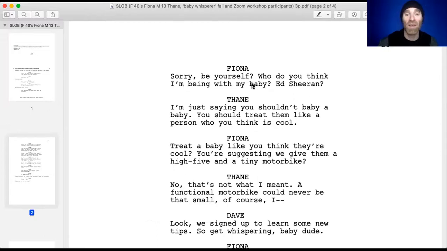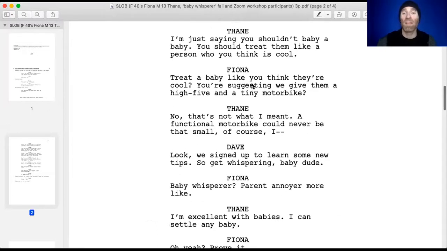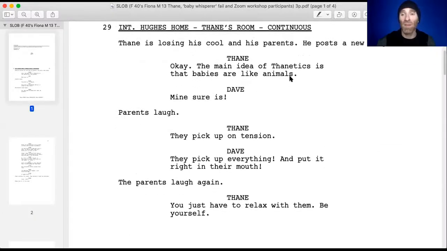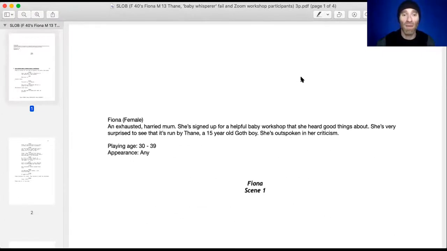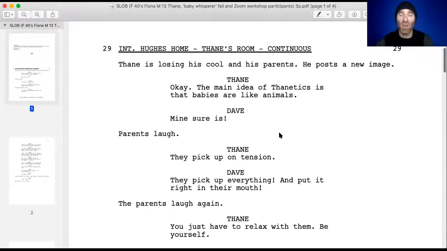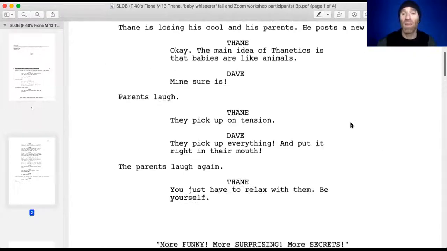Ed Sheeran? And so what we have off the top of the scene is Fiona doesn't have any lines. It's a Zoom workshop, which we had here in the breakdown, helpful baby workshop. And then we look at this. Okay, so she's exhausted. She's harried. The parents are getting frustrated, and there's this 15-year-old goth boy who's trying to teach them about babies.